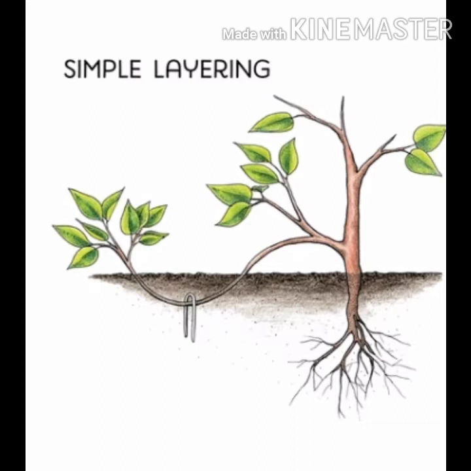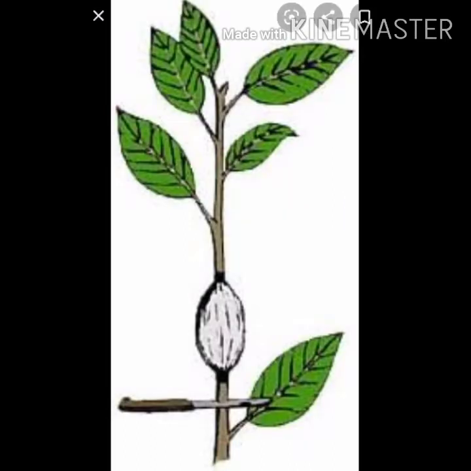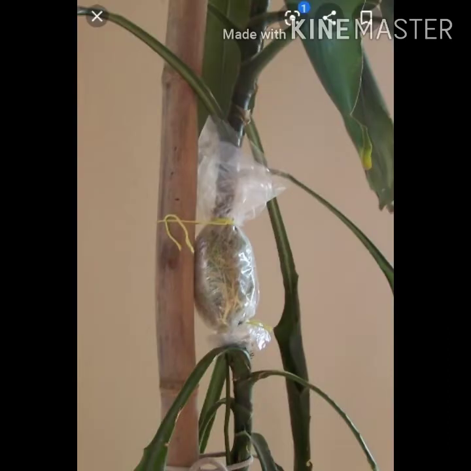So if the plant doesn't have any such parallel branches close to the soil, at that time we can practice the second one, that is air layering. Select any healthy branch from the aerial part of the plant. Then make a small injury on that healthy branch. Then tie that area using soil and also polythene.